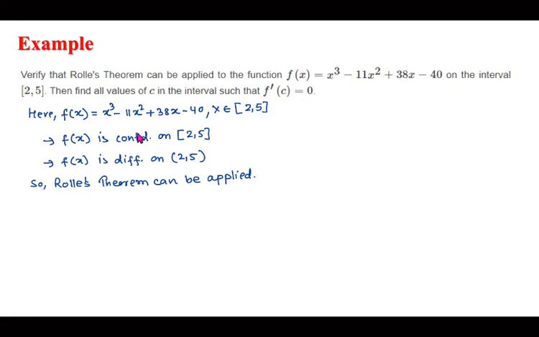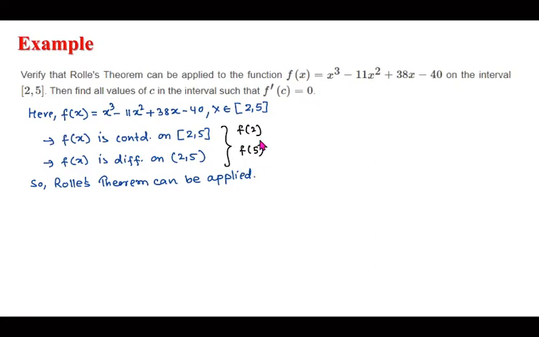Okay, but these two conditions are not the full conditions. In fact, you also need to check one more thing, then only we can confirm that Rolle's theorem can be applied. We can find the value of the function at the endpoints, f of 2 and f of 5. These two values should also be equal, then only we can guarantee that the theorem can be applied. Just these two conditions are not sufficient, so we are going to check this also.